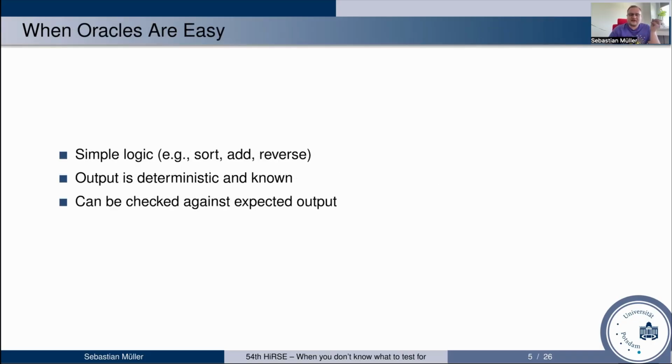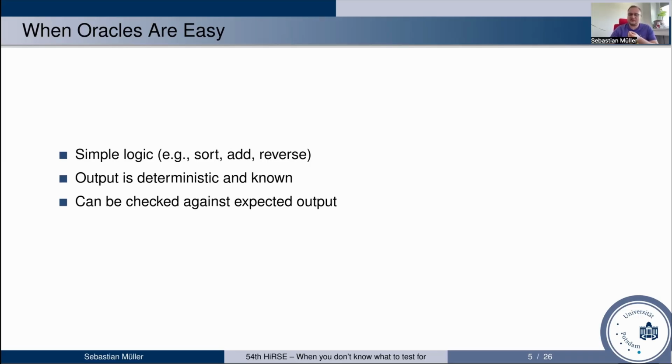So when can we actually consider this oracle to be an easy question to answer? Well, whenever we have simple logic that is deterministic and where the outputs are also generated in a deterministic fashion and are actually known. So what could this be? Well, we could talk about sorting, adding, reversing, all of these very standard algorithms that you might know from a standard algorithms lecture. All of those where we can check against this deterministic and known output.